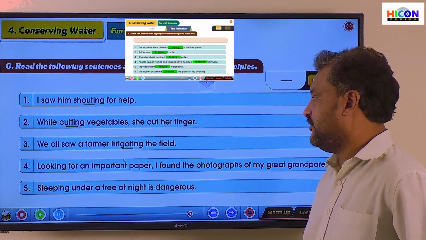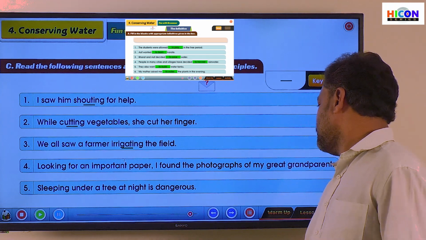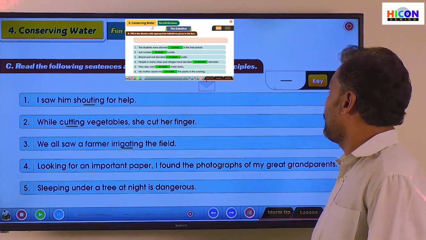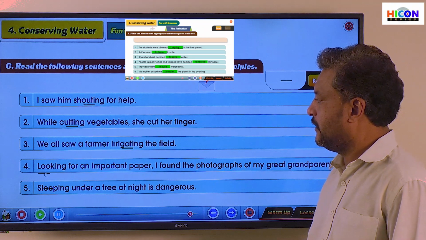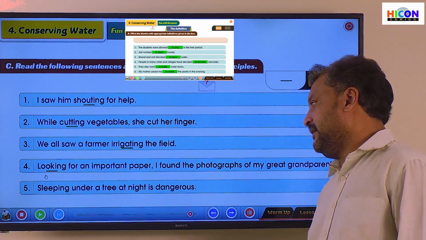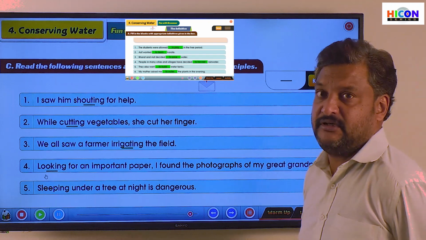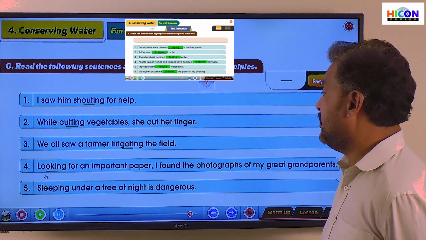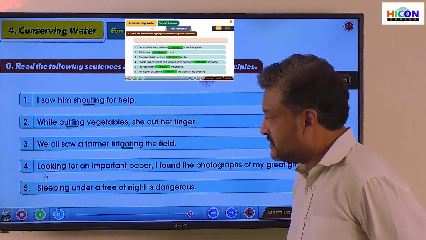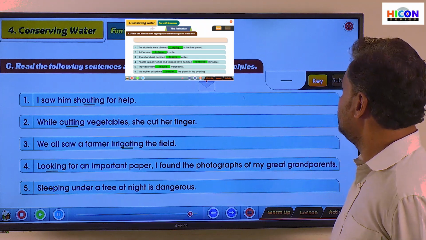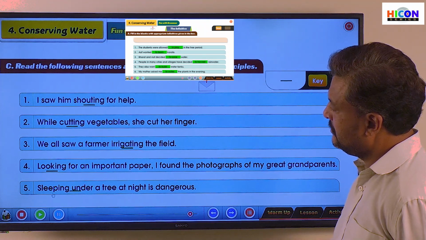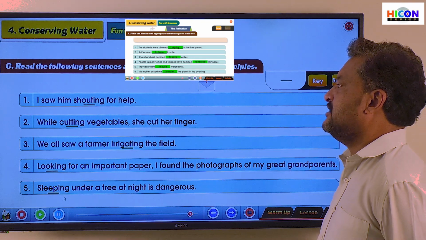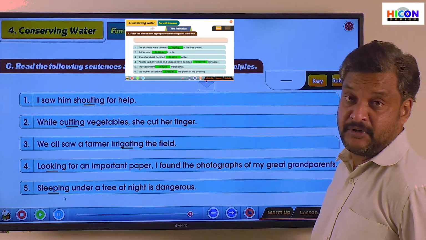Right. Looking for an important paper, I found the photographs of my great-grandparents. Yes, looking. Okay. Sleeping under a tree at night is dangerous. We have learned that in science, okay? It's not science that we need now. What we need is a present participle. What is the present participle in this? Sleep, ing, sleeping, right? That's it. So in the first sentence, I saw him shouting for help. Shouting is the present participle.